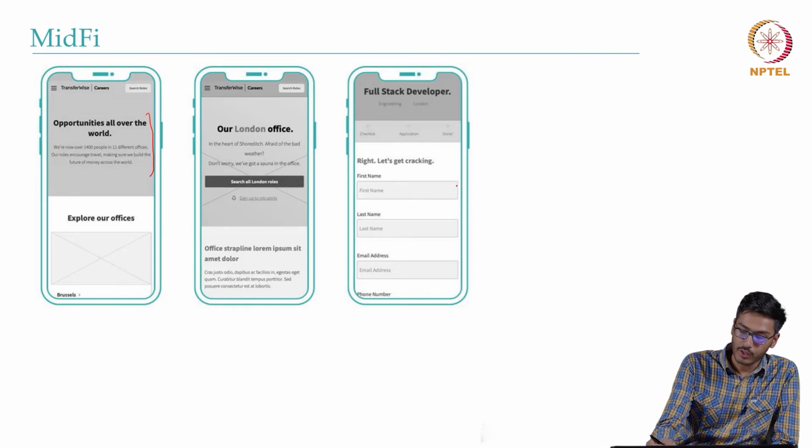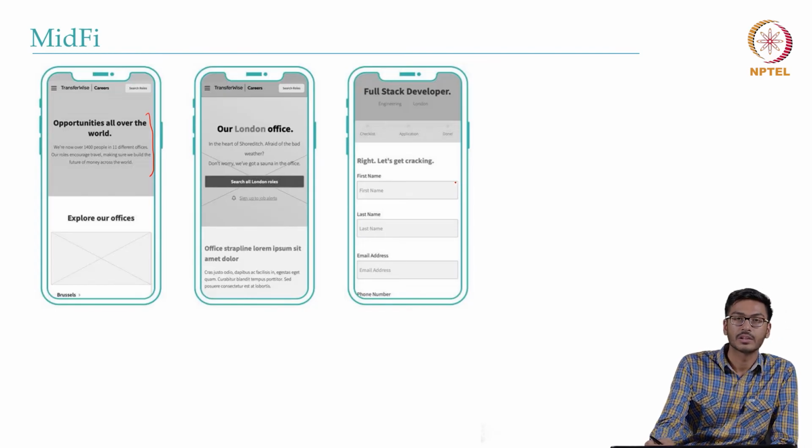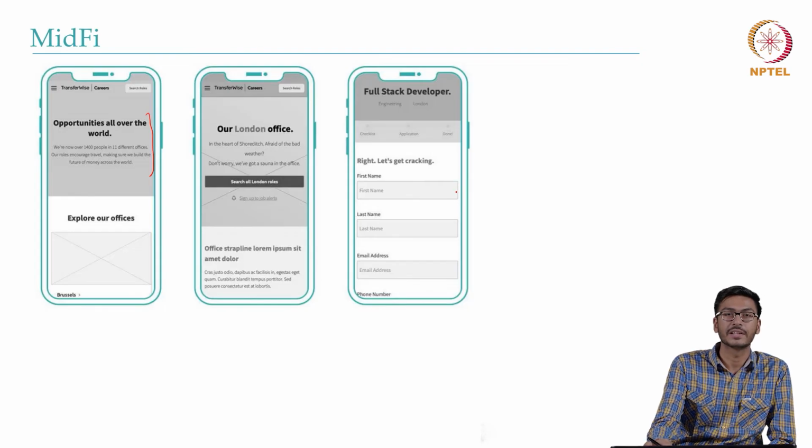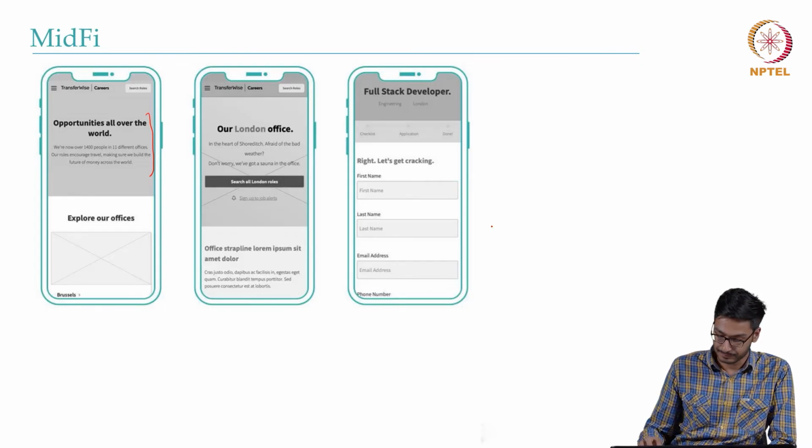It does not include all the functionalities or the interfaces, but the basic functionalities are usually present in the medium fidelity prototypes.